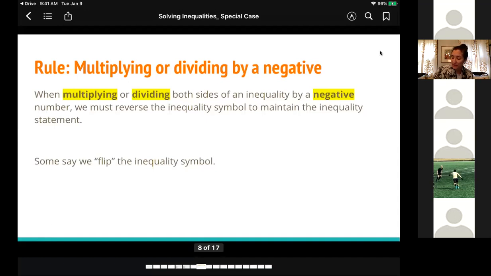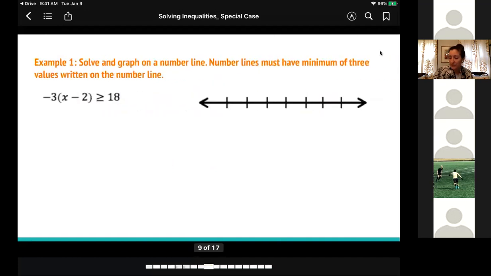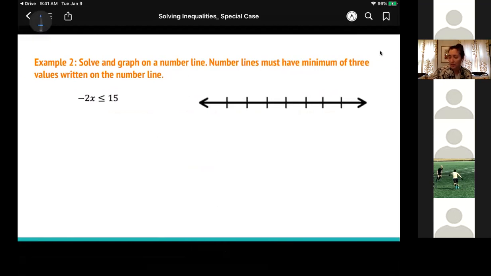So what that looks like, and this slide is available for you if you need to copy it fully. You know what? I'm gonna skip to number 2. If I have this problem, negative 2x is less than or equal to 15, and I divide both sides by negative 2, I would end up with x and negative 7.5, but this less than or equal to symbol is going to get flipped and become a greater than or equal to symbol. And that's just part of the process of solving inequalities. That's just this one special case.